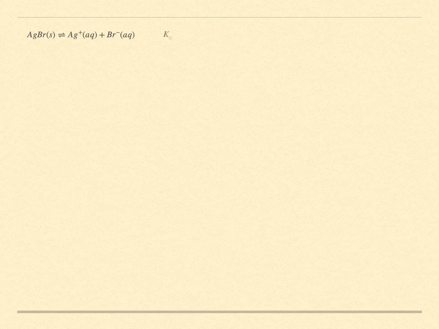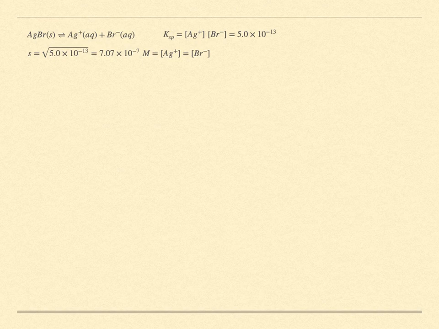The simple approach we've used so far would note that its KSP is 5 times 10 to the minus 13, and with its straightforward stoichiometry, we know the square root gives the solubility, as well as the concentration of both ions, 7.07 times 10 to the minus 7 molar. This is what happens if we add some solid silver bromide to a container of pure water.